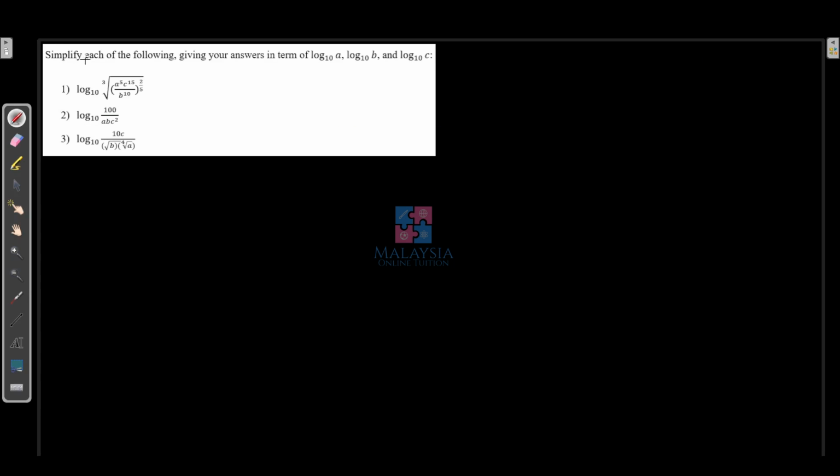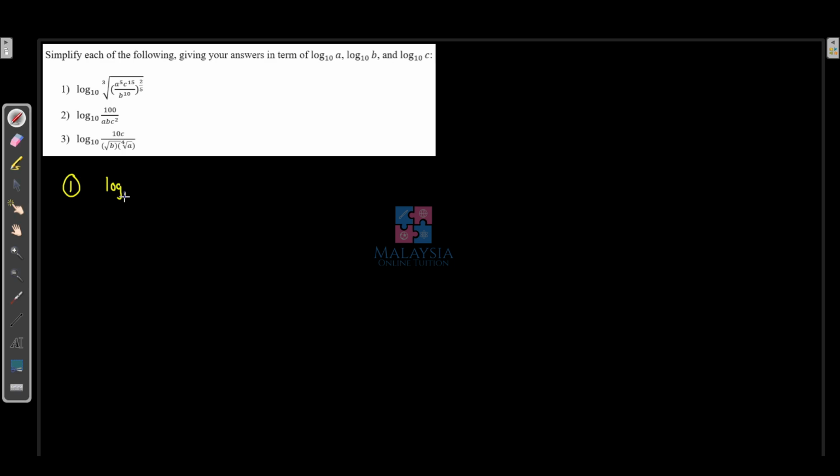Now for question number 3, simplify each of the following, giving your answers in terms of log base 10 a, log base 10 b, and log base 10 c. For part 1, log base 10 of the cube root of, you can see the bracket, a to the power of 5, c to the power of 15 over b to the power of 10, and then all this bracket outside has a power of 2 over 5. Okay, it looks complicated, right? But actually it is not that complicated.